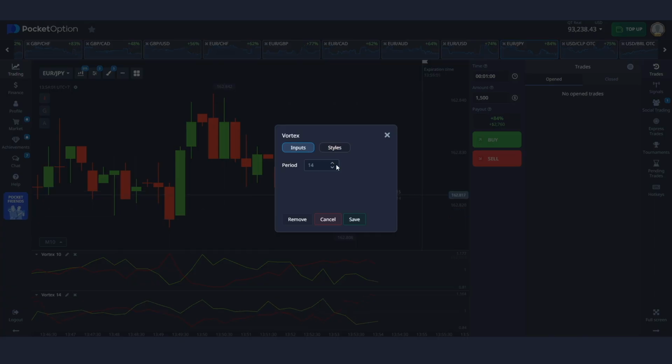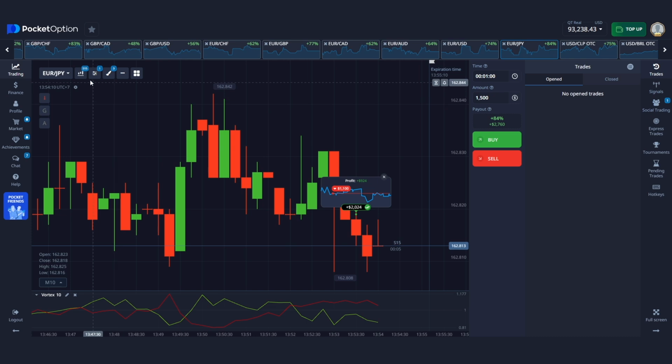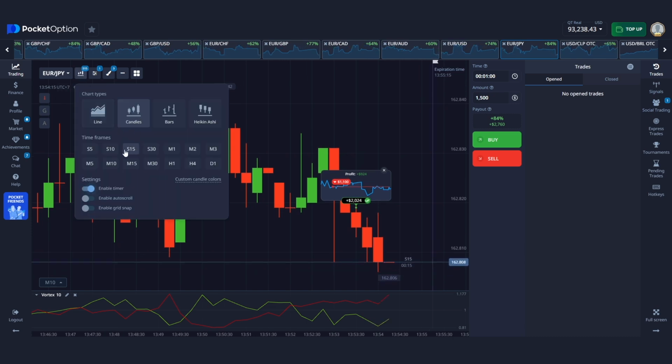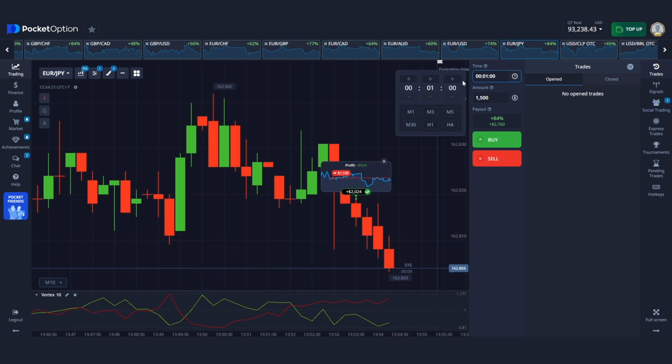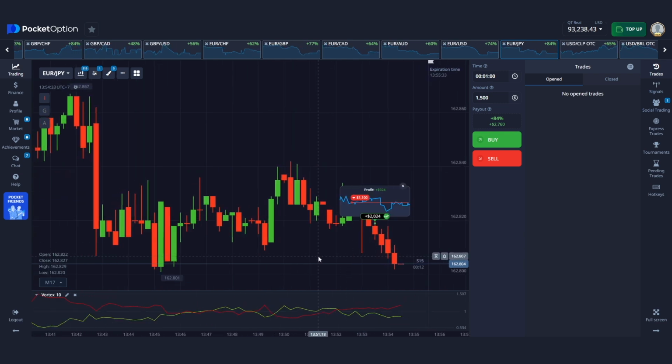From a period of 14, we need to go down to a period of 10. These are all the settings we need for the vortex indicator. Then we need to set the correct candles, specifically Japanese candles, and 15 seconds, so that the vortex works confidently. And the trade time needs to be set to 1 minute. Our indicator is set up, the chart is also fully configured, and we can continue working. Let's move on to practice.